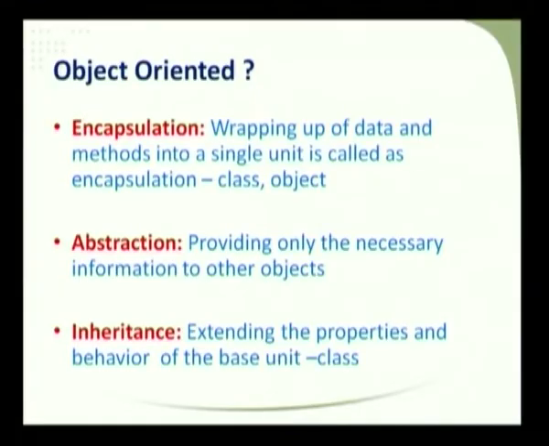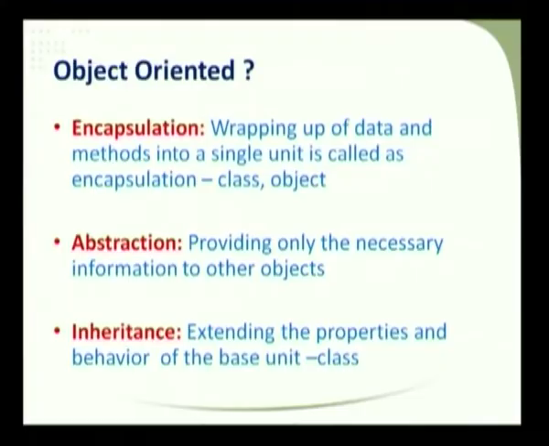Next is abstraction. Abstraction is providing only relevant or necessary information to the objects. For example, if I am creating an object and I want another object to access this object, I will only show the information which is necessary for the object which accesses it.